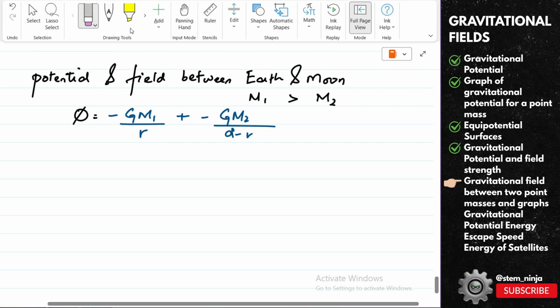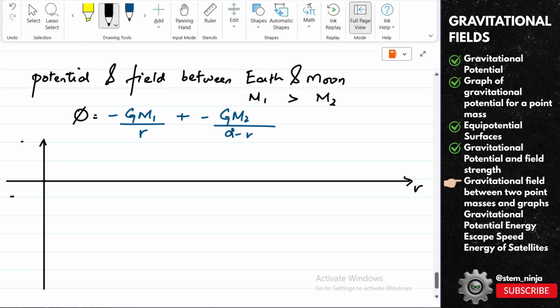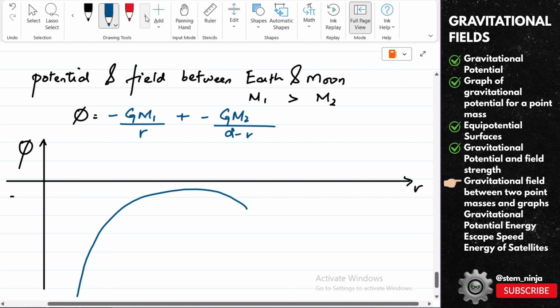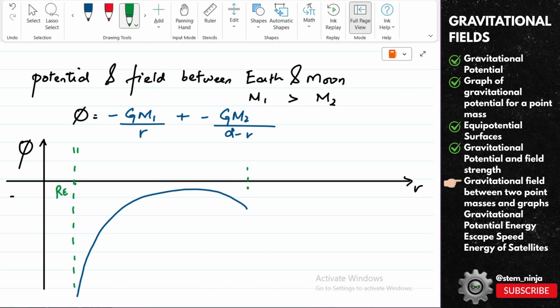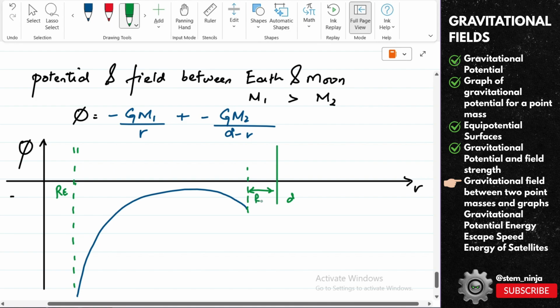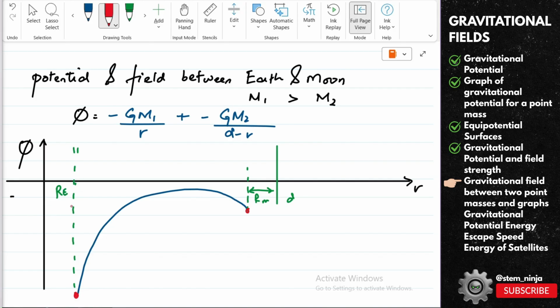So let's see how the potential graph would look like. If we draw the graph, the potential graph would be like this, from surface to surface. So for example, if this is the radius of planet Earth, this is the radius of planet Moon, and this is where your D is. Obviously this would mean that at the surface there is a defined value. That also means that if we go closer to the point mass, the value will be different.